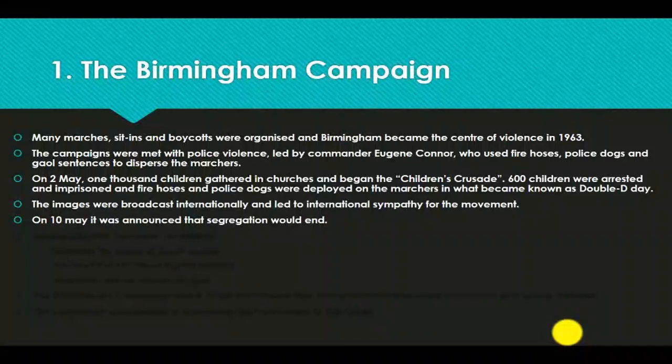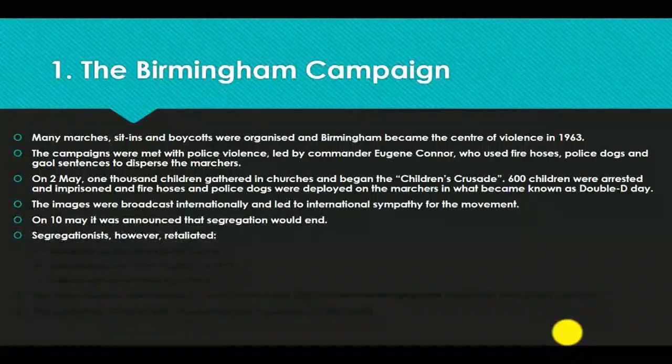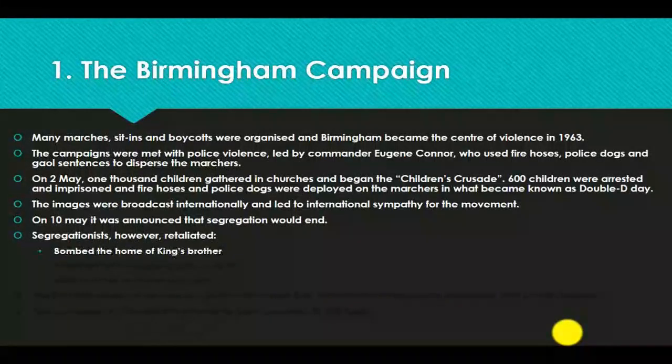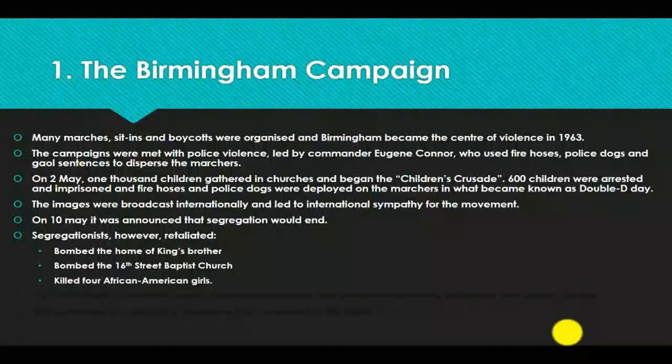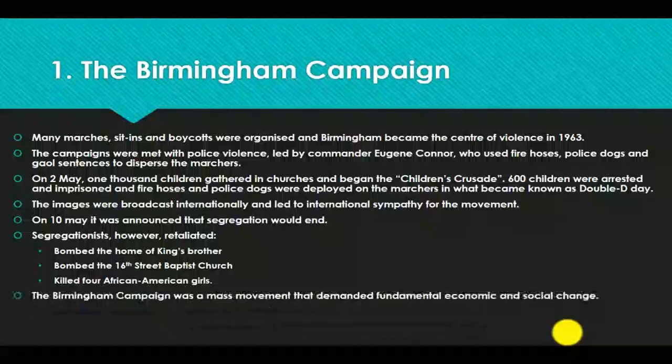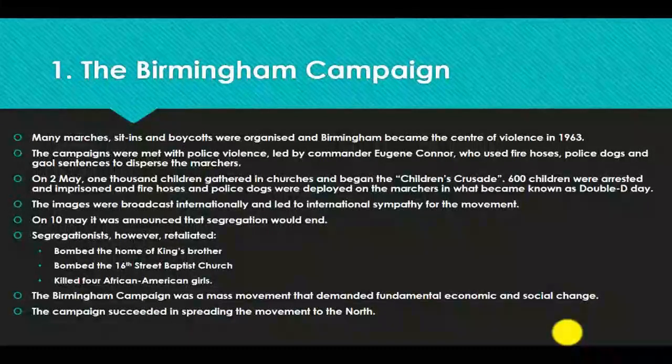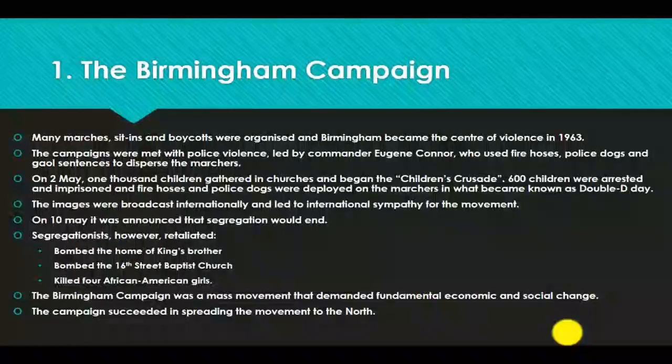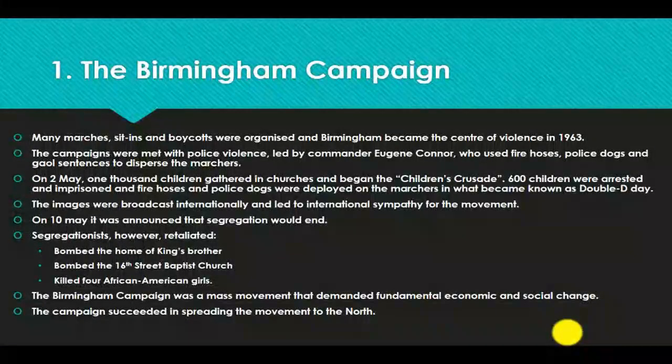On the 10th of May, it was announced that segregation would end, but segregationists retaliated against this decision. They bombed the home of Martin Luther King's brother. They bombed the 16th Street Baptist Church, killing 4 African American girls. And the Birmingham Campaign was a mass movement that demanded fundamental economic and social change. And the campaign was actually very successful in spreading the movement to the north. Remember, the people in the north were not as severely affected by segregation laws as people in the south.